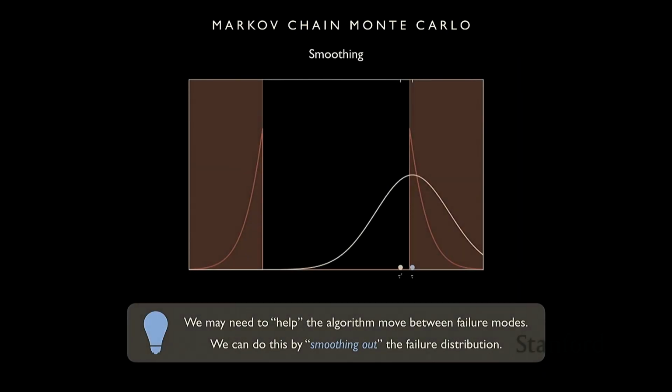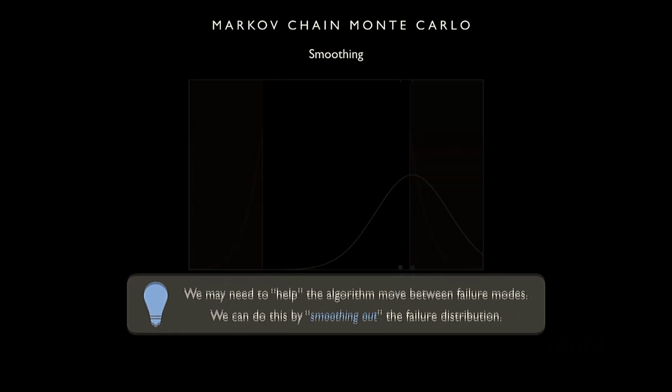Okay, and the idea here is that we need to help the algorithm move in between these failure modes, because it's very unlikely that it'll just do it on its own. And we can do this by smoothing out the failure distribution. So these zero positions here, we maybe want to make them slightly non-zero.